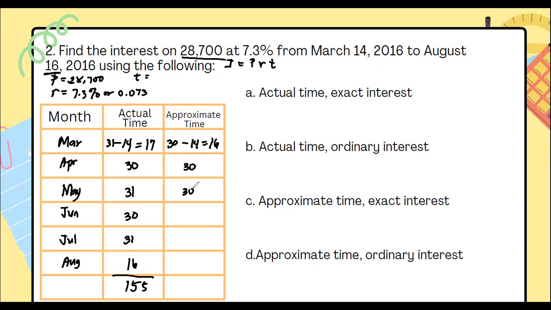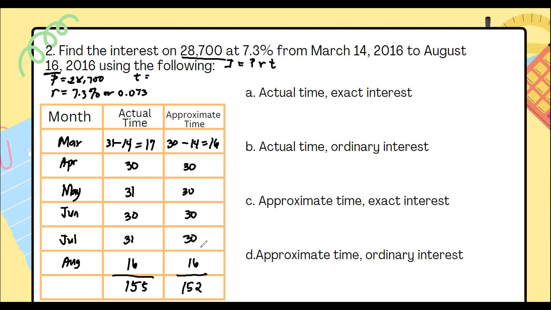All months, on approximate time, ay take the 30 days po yan. So, yung June natin, 30 days. Yung July natin, 30 days. Then, yung August natin, mag-e-end ng 16. So, 16 days. Okay? Then, add lang natin lahat. 16 plus 30 plus 30 plus 30 plus 30 plus 16. The answer is equal to 152 days. So, that will be the approximate time from March 14, 2016 to August 16, 2016. Okay? So, since nakuha na natin yung actual and approximate time, sagutin na natin yung A, B, C, and D natin.